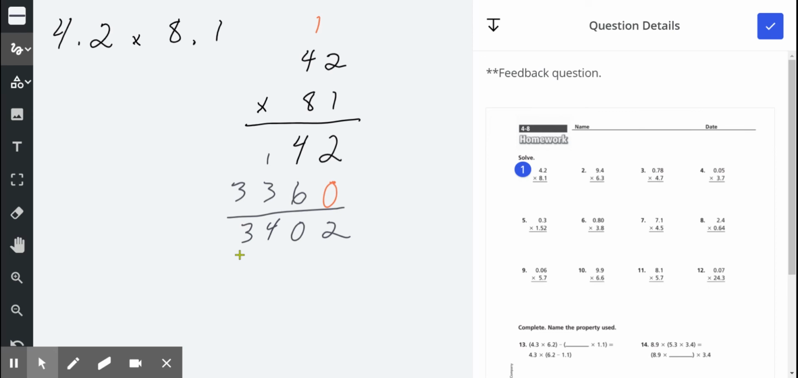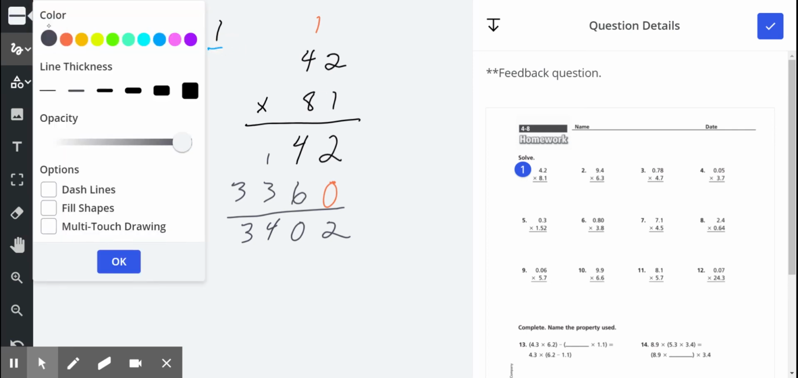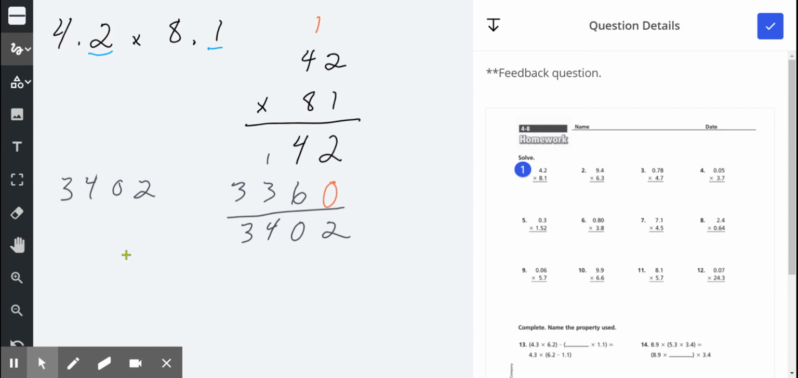So right now it looks like our answer is 3,402. But remember, you have to think about where we're going to need that decimal. And the way you figure that out is you go back to the original expression and you count how many digits came to the right of, or came after, the decimal. So there's 1 here and 2 there. So 2 total, which means you're going to move that decimal over 2 places.